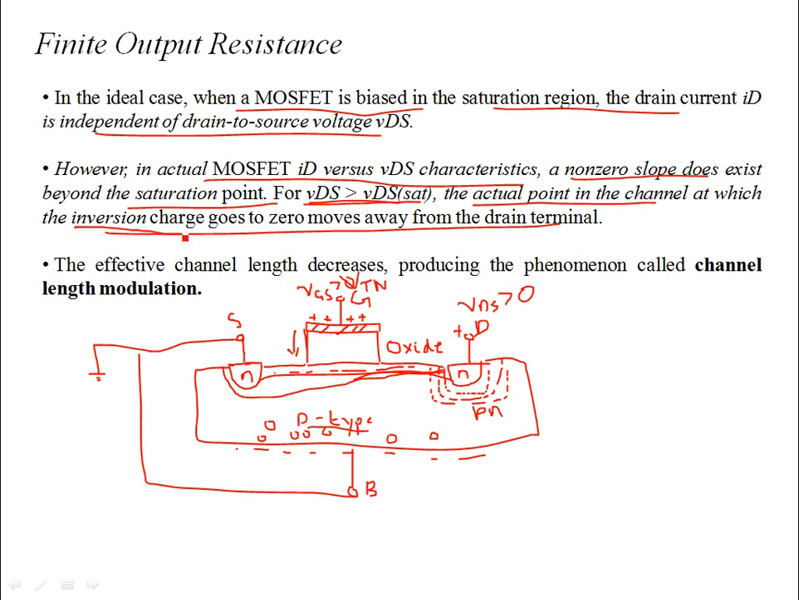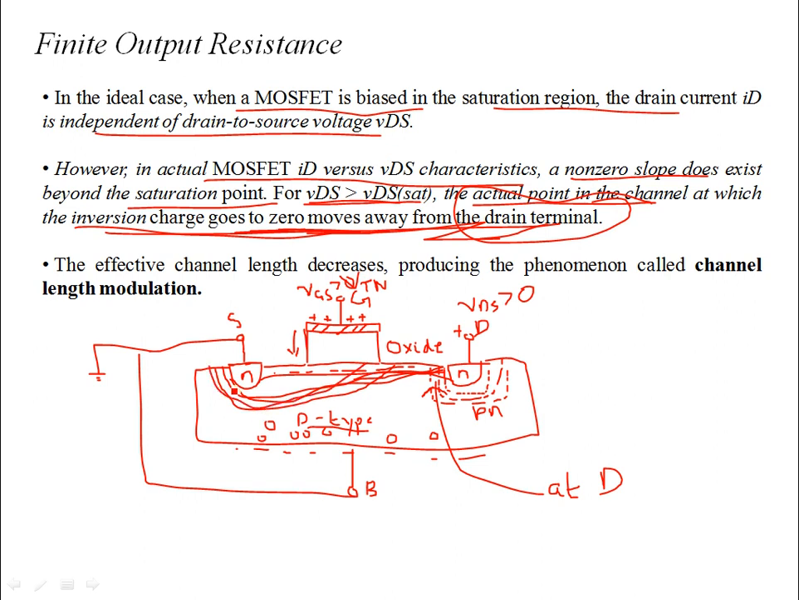What happens in an actual MOSFET is that for VDS greater than VDS sat, the actual point in the channel at which the inversion charge goes to 0 moves away from the drain terminal. So this point where the pinch off is occurring is no longer at the drain terminal. It moves away from the drain, and it could have moved somewhere near the bottom of the gate, or even near the source terminal.